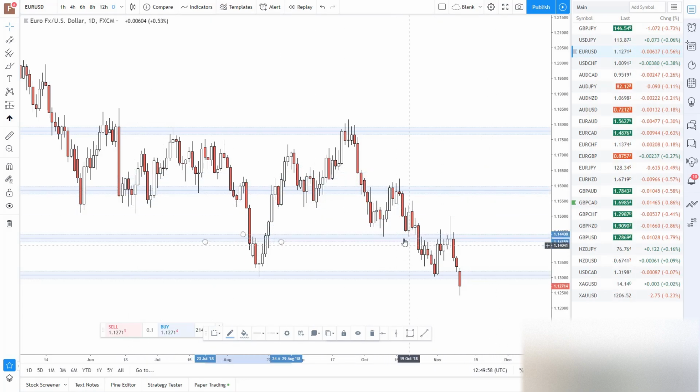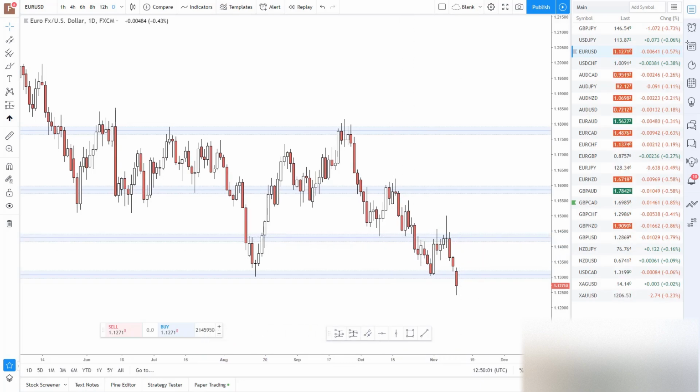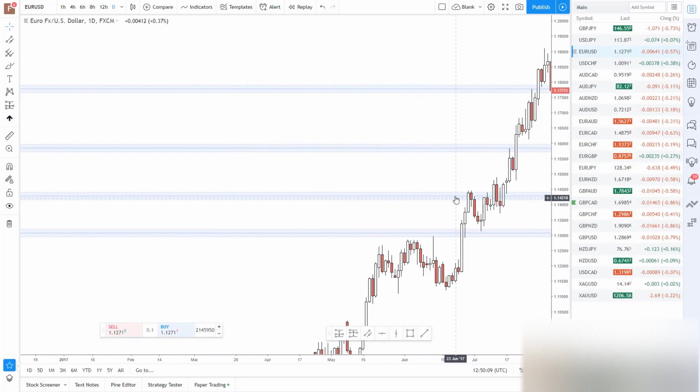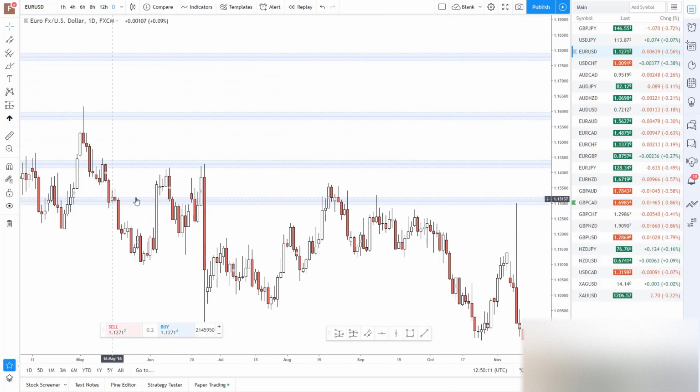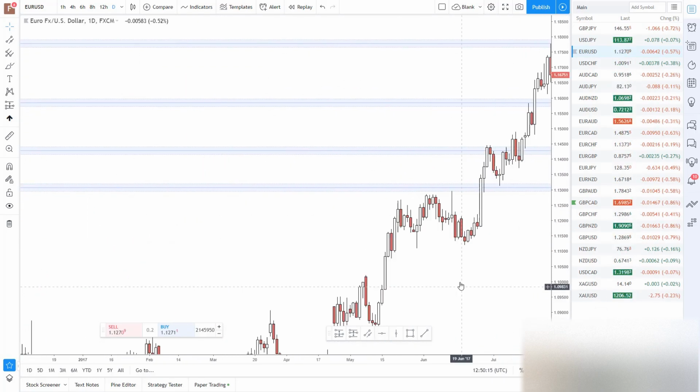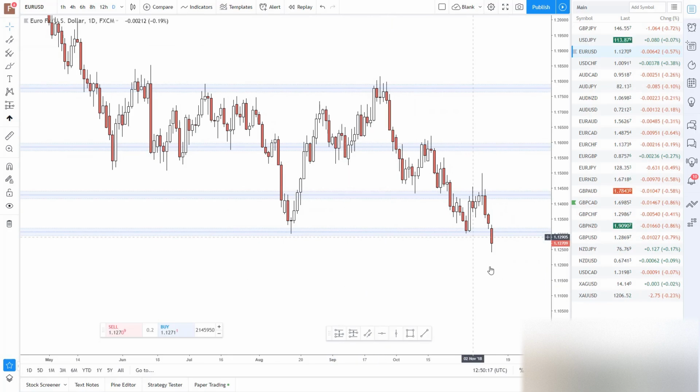There's a recent bounce there. See this body bounce here, which lines up with this wick bounce here. In the past, there were some bounces here, some wick bounces. It's not a hugely significant area, but it's the best we have.